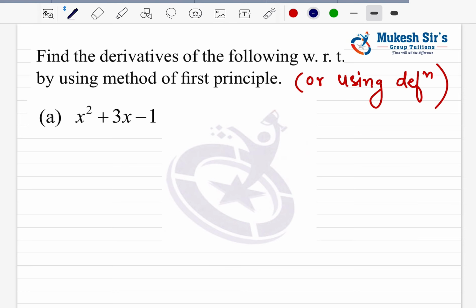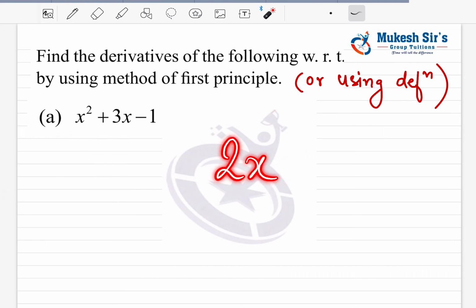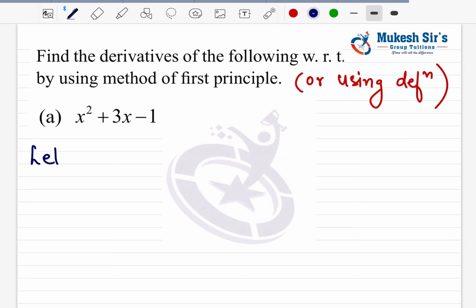The first question is given x square plus 3x minus 4. हम लोग को सबको पता है x square का derivative 2x होता है, 3x का derivative is 3 और constant का derivative is 0. So you already know the answer is 2x plus 3. That's the answer for this question. But how do we solve using first principles? So you have to assume this function as f of x. So let f of x is equal to x square plus 3x minus 1. जो भी तुम्हारा क्वेश्चन होगा ना उसको हम लोग assume करना है f of x.